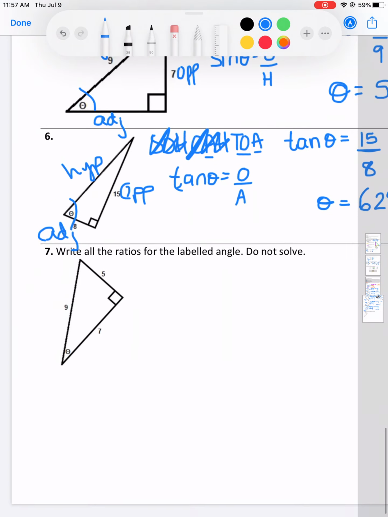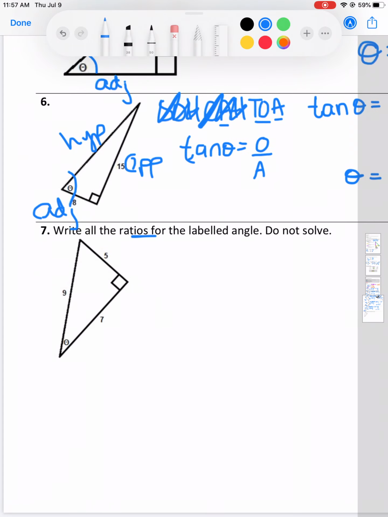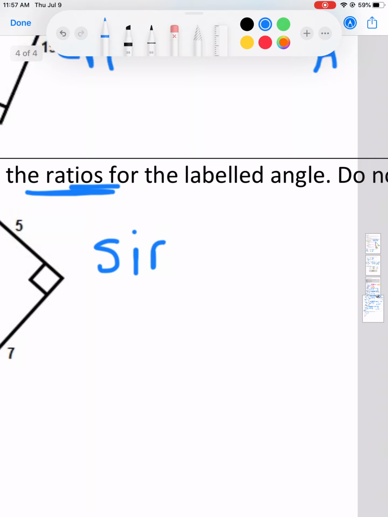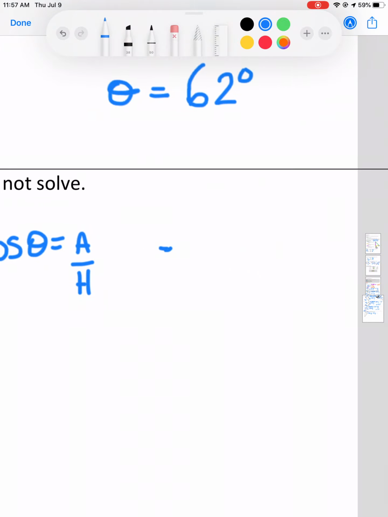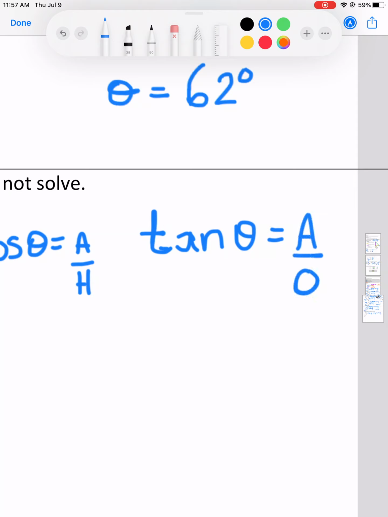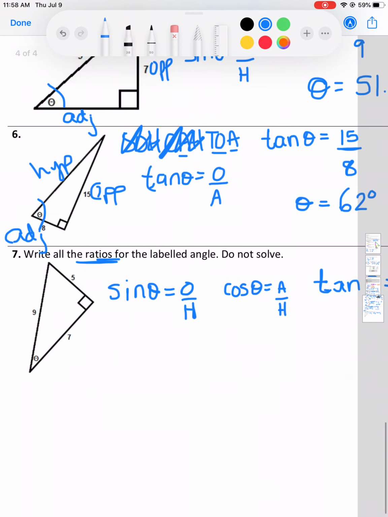Not bad. Okay, this last one just says write all the ratios. You don't have to solve. We're literally just plugging in the numbers. Adjacent over opposite. I lied to you, it's opposite over adjacent. SOHCAHTOA. See? That's why it's important, or you get the wrong answer. Here's our angle of interest. That means this is my hypotenuse, this is my opposite, this is my adjacent.